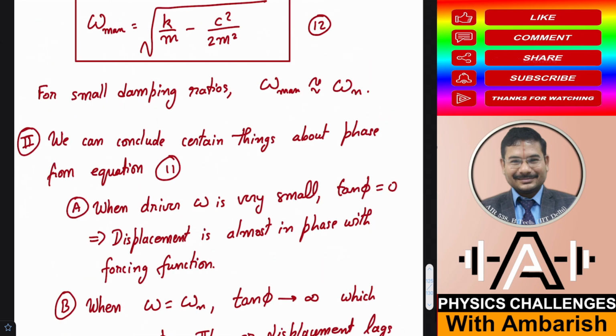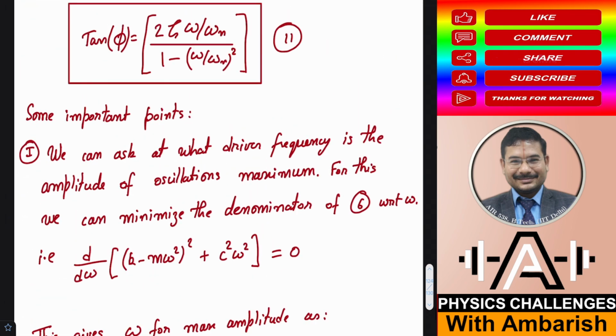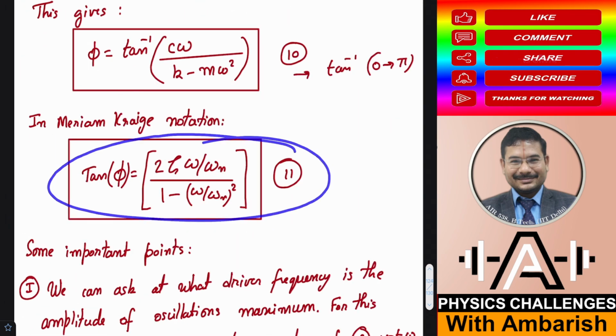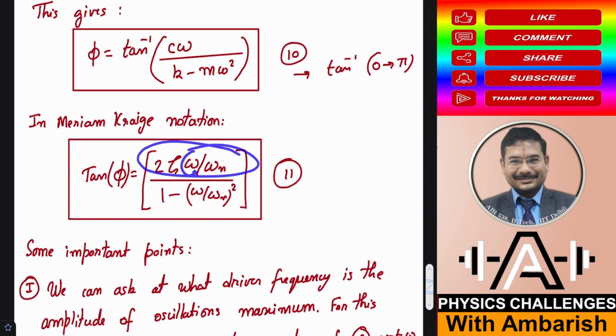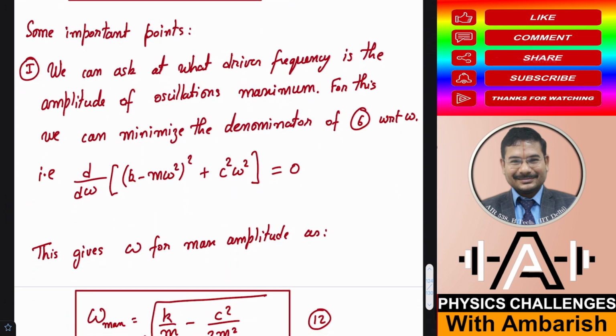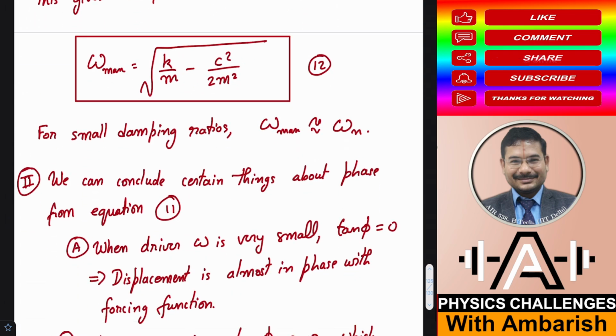So let's see equation 11 carefully. You see what happens if omega is very small. If the driving frequency is very small, then the numerator goes to 0. Okay, if omega is 0, then the numerator goes to 0, and then tan phi is 0. And if tan phi is 0, of course phi is 0. That means what? At very small driving frequencies, the displacement will be in the same phase as the forcing function. So if omega is almost 0, then displacement is almost in phase with the forcing function. There is almost no phase lag.